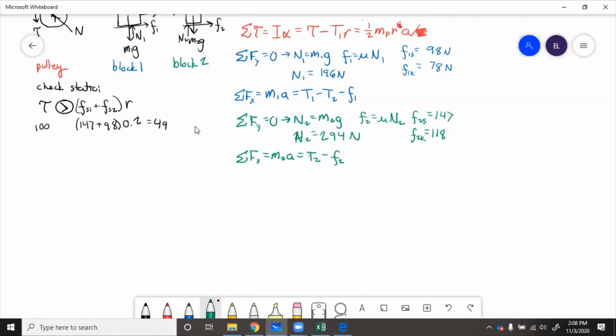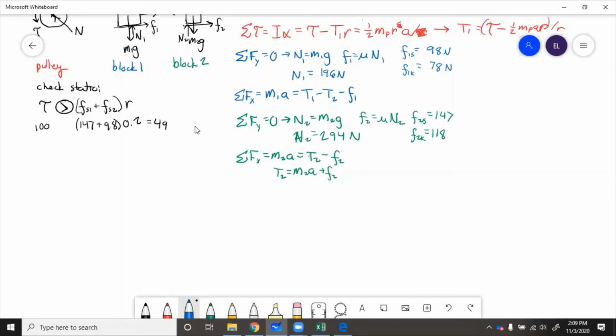We rearrange this one, then we get T2 equals M2A plus F2. Then we rearrange this one, and we get T1 equals torque minus 1/2 MP R A. This is going to be divided by R. So now that we have expressions for T1 and T2, we can put them into this equation in the middle here.